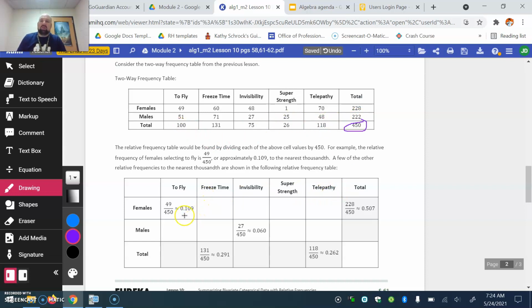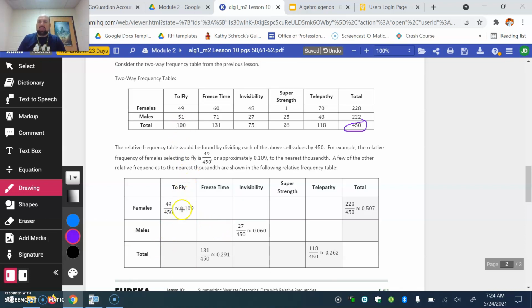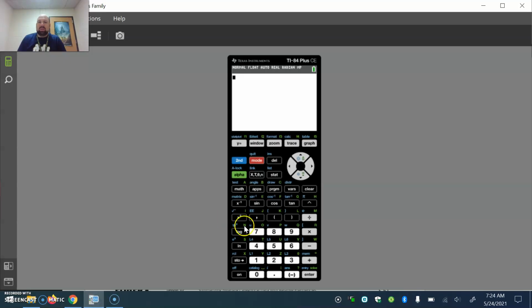So you can see a few have already been done for you. They're rounded to 3 decimal places. So you will need a calculator for this. Let's do one together. Let's do this one here. We've got 51, so we'll do 51 divided by 450. So all of them are dividing by the same number, 450. And we get 0.113, and the 3 is repeating.